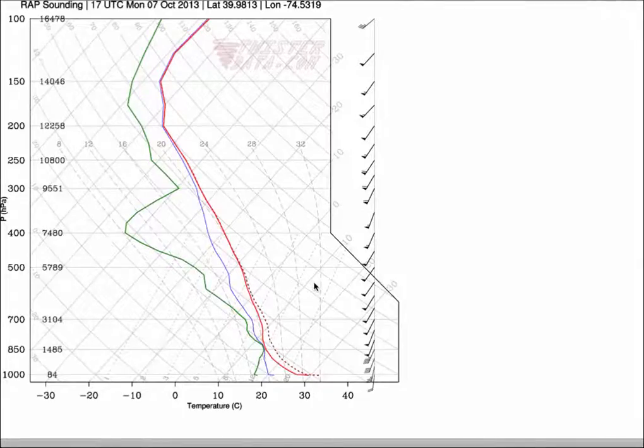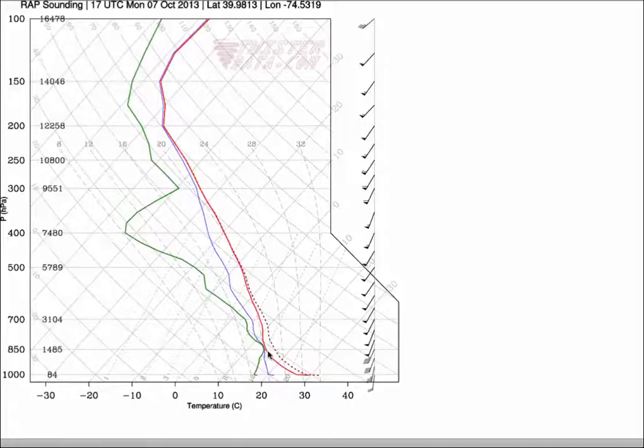Hello, today we're going to talk about soundings. We're going to cover the basics of soundings. We're not going to dive into all the nitty-gritty meteorological hardcore stuff yet. That'll come in future videos. But today I just want to go through the basics of what a sounding is.